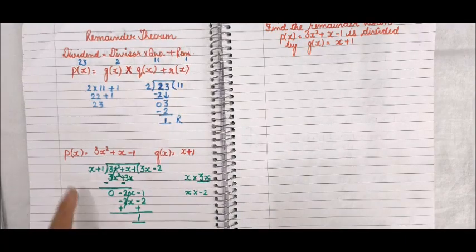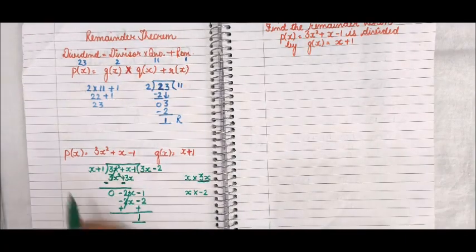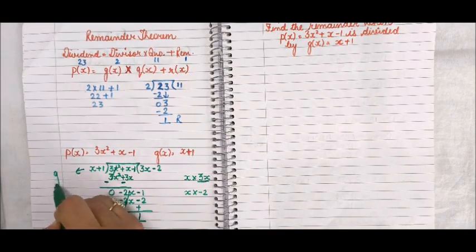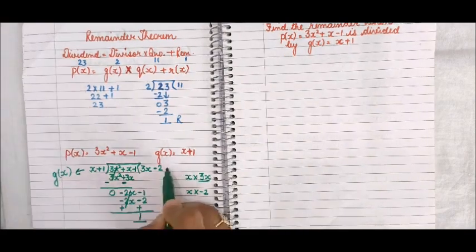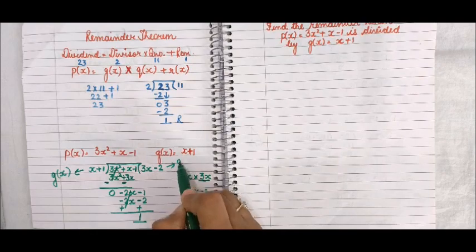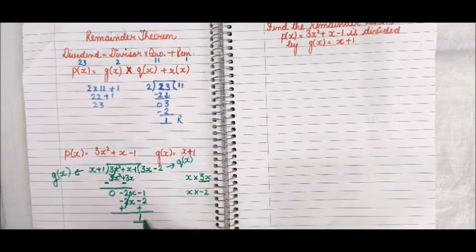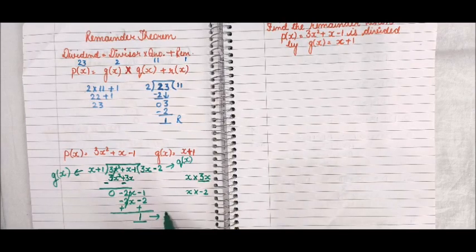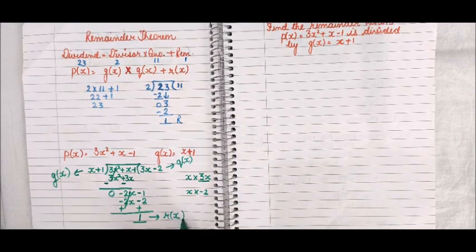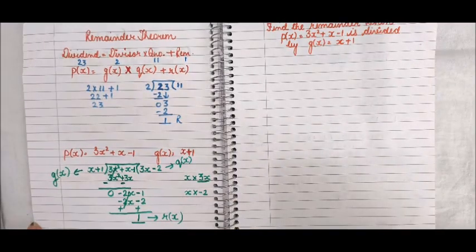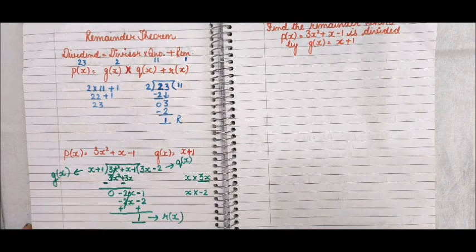So what we have understood in this division is that this is the divisor, which is qx. Sorry, this is gx. This is qx, which is the quotient. And the number which I am left with is my rx. So this is how the division takes place among the polynomials. I hope it is clear.